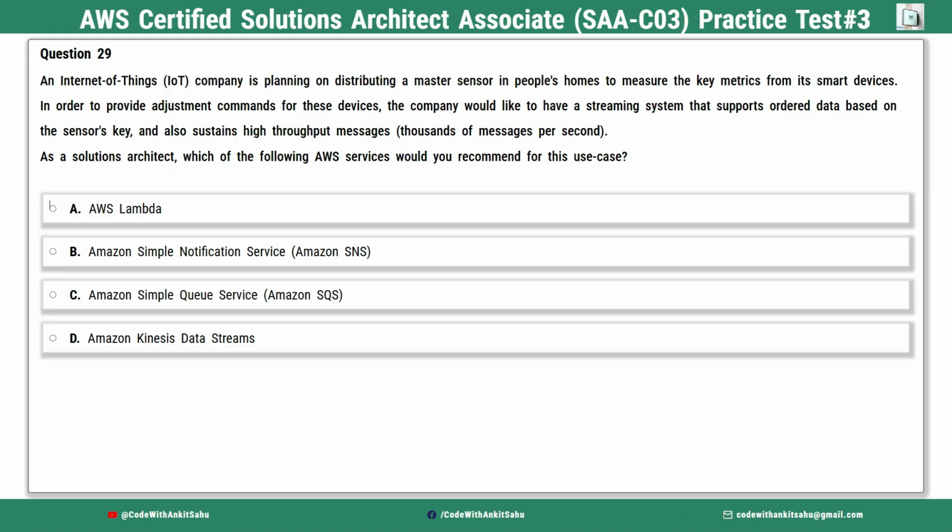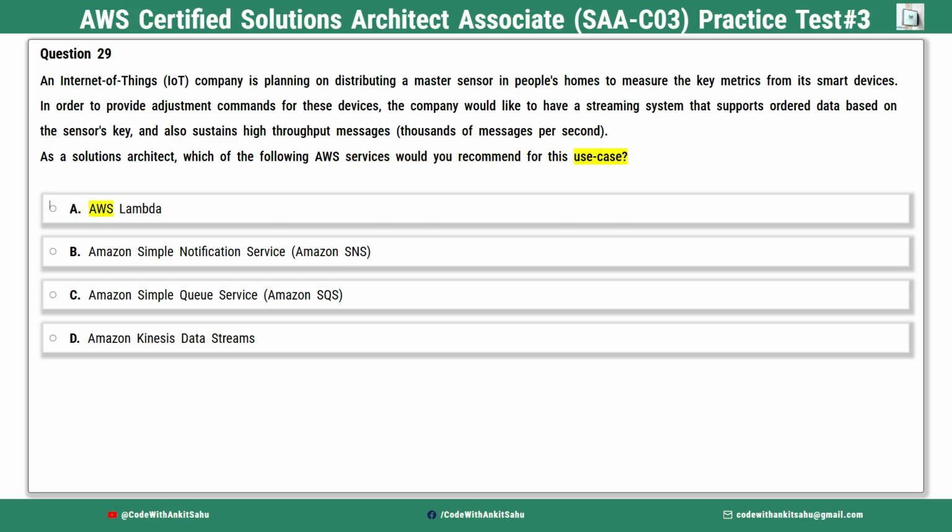Question 29. An Internet of Things (IoT) company is planning on distributing a master sensor in people's homes to measure the key metrics from its smart devices. In order to provide adjustment commands for these devices, the company would like to have a streaming system that supports ordered data based on the sensor's key, and also sustains high throughput messages, thousands of messages per second. As a solutions architect, which of the following AWS services would you recommend for this use case?